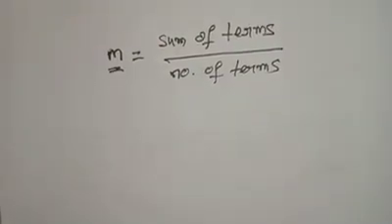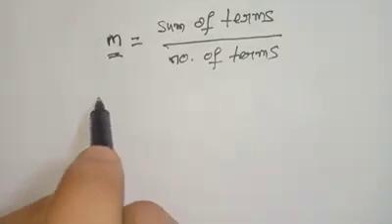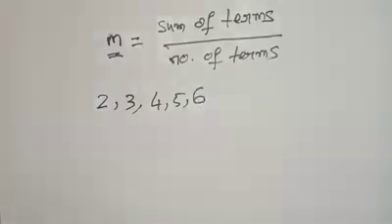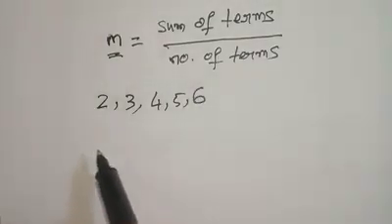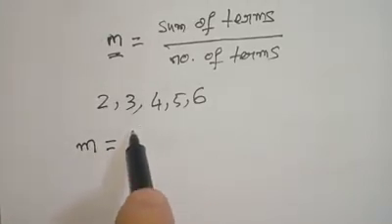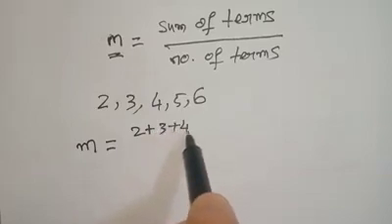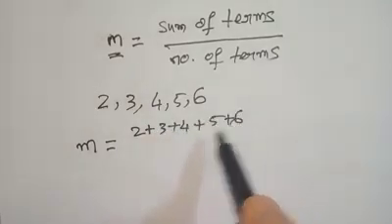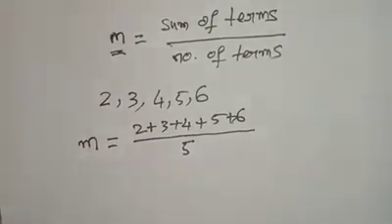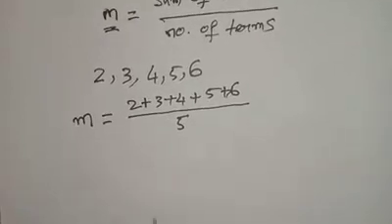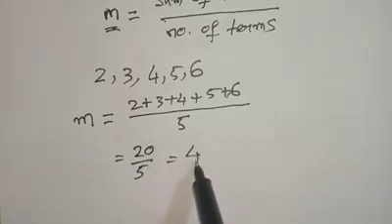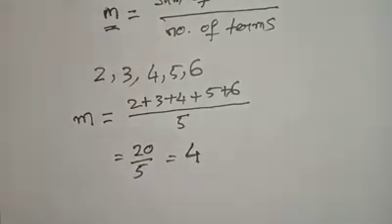So if we use, for example, a few numbers like 2, 3, 4, 5 and 6, how can we calculate the mean? Let me write it over here. It would be 2 plus 3 plus 4 plus 5 plus 6, whole divided by how many terms? 1, 2, 3, 4, 5, divided by 5. This comes to 5, 9, 14, 20, divided by 5, and it gives the answer as 4. So this is the way we can calculate the mean.